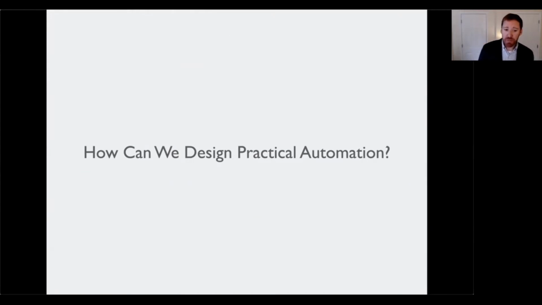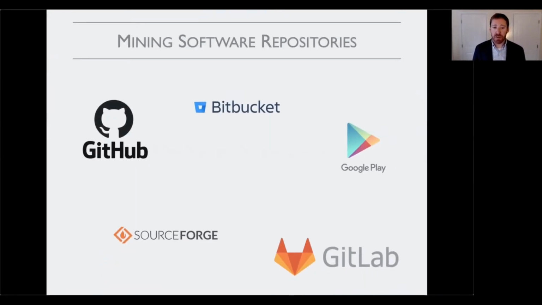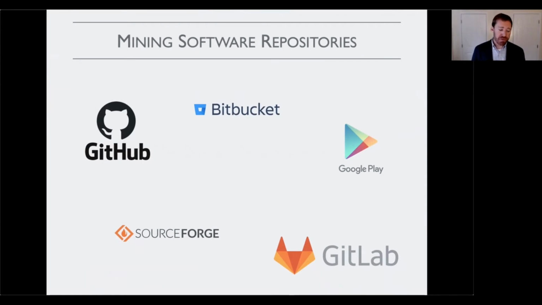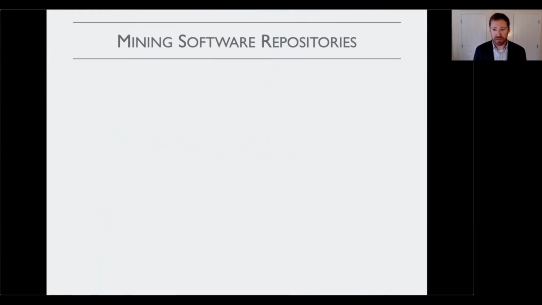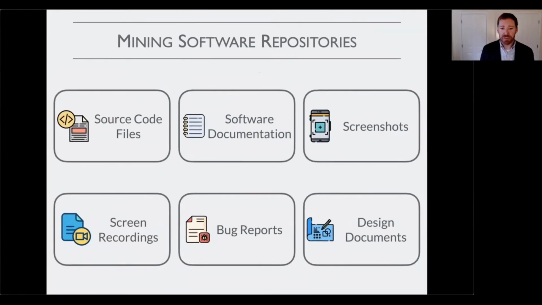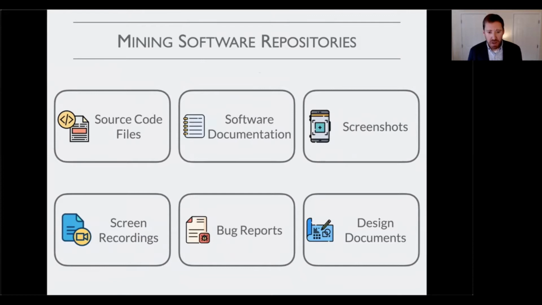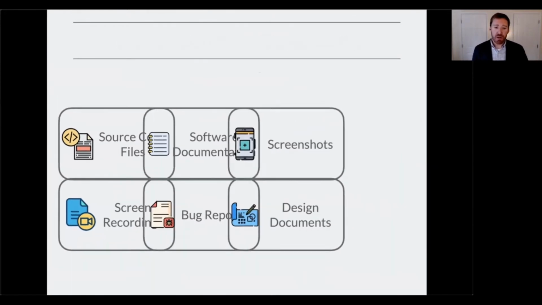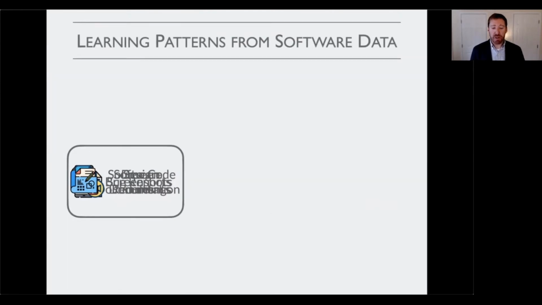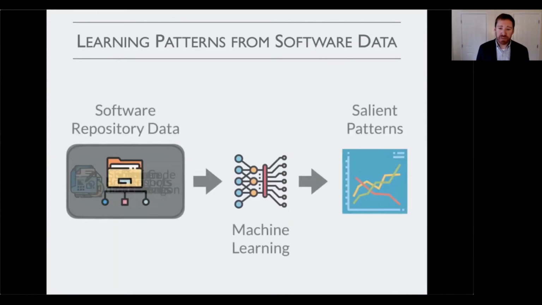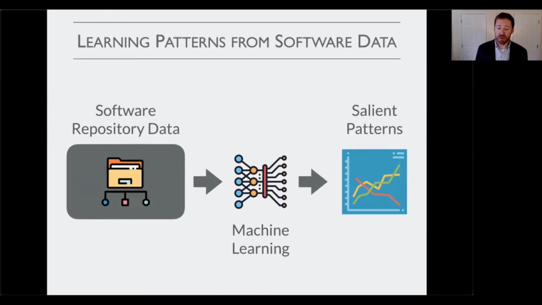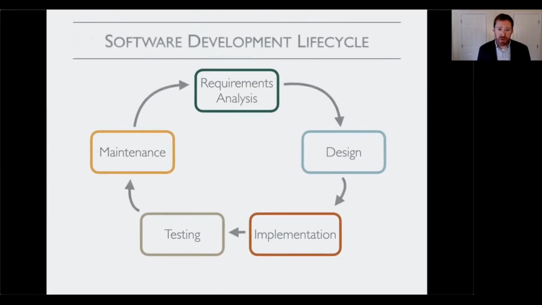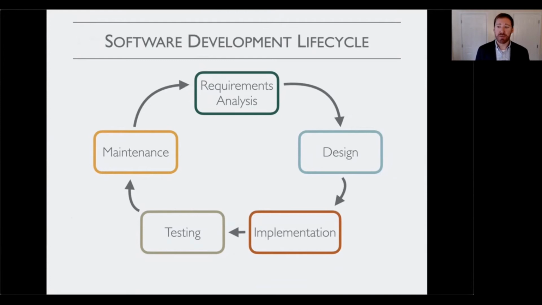One of the main approaches that I've been taking in my research recently has been turning to mining software repositories. Software repositories have grown to become an incredibly rich source of information across a range of different software artifacts. This includes everything from source code files to documentation, visual data like screenshots and screen recordings, bug reports, and design documents. A lot of my research tries to take all of this diverse information available in software repositories and apply machine learning techniques to derive salient patterns, which we can then use to help inform the creation of automated developer tools.